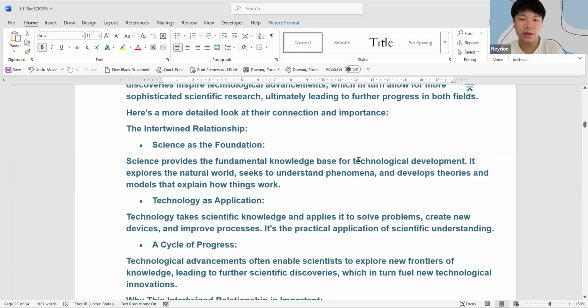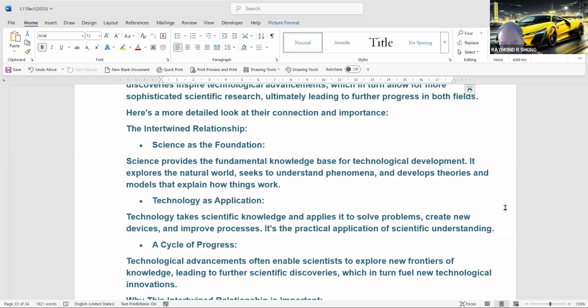Intertwined relationship, science as a foundation. Science provides the fundamental knowledge base for technological development. It explores the natural world, seeks to understand phenomena, and develops theories and models to explain how things work. Now you understand why, because you realize next year is so important. You have to decide whether you do pure chemistry, pure physics, pure biology, whatever these three subjects, it's going to link to math, like it or not, E-maths, A-maths, whatever damn math you're going to have. I don't like math.